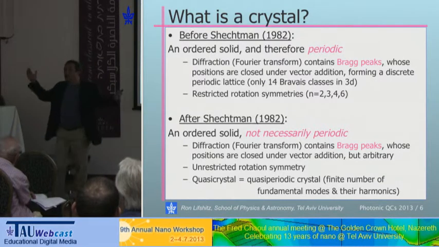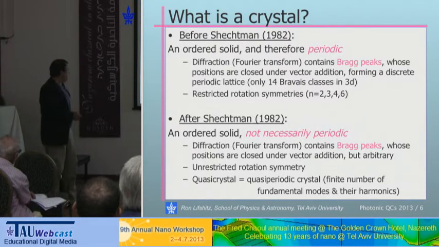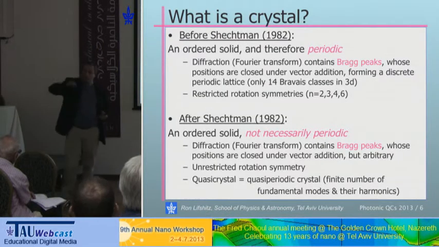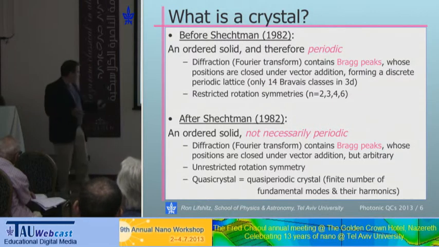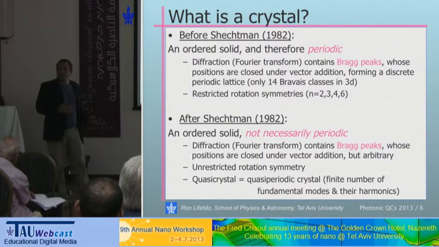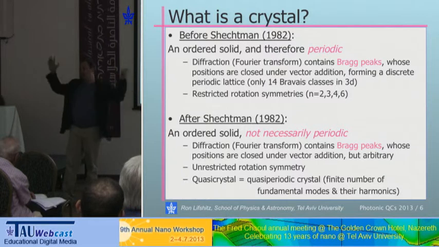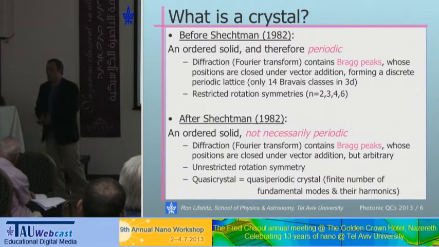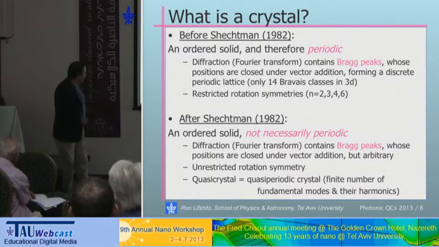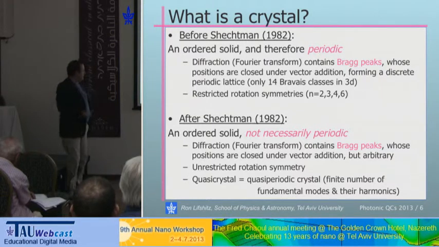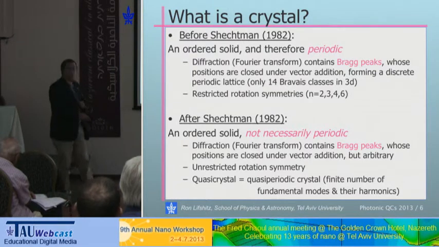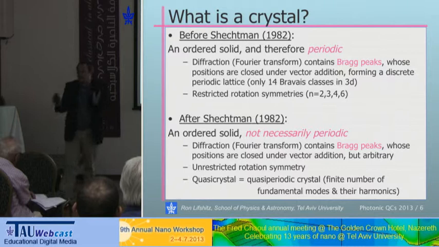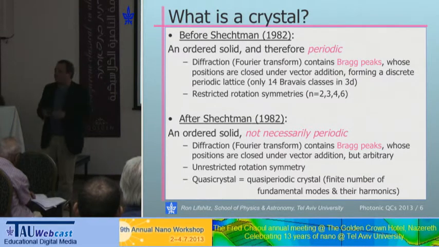I can have any n-fold rotation symmetry that I want, and in fact, I can literally position the Bragg peaks anywhere that I want. So instead of having just 14 different options in 3-dimensional space, I now have a multitude of options in terms of the way I can position my Bragg peaks in space. And the word quasicrystal is in fact a concatenation of 2 words. It's a quasi-periodic crystal, which is something very rigorously defined in mathematics.